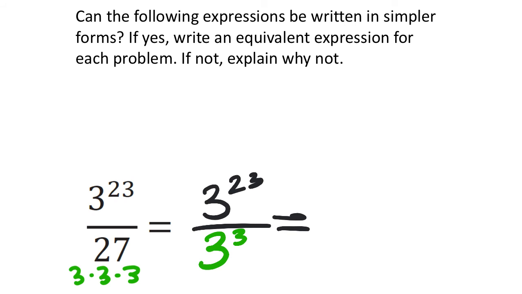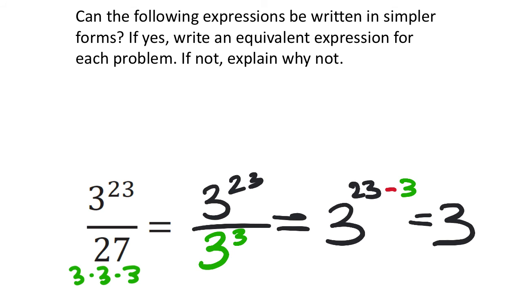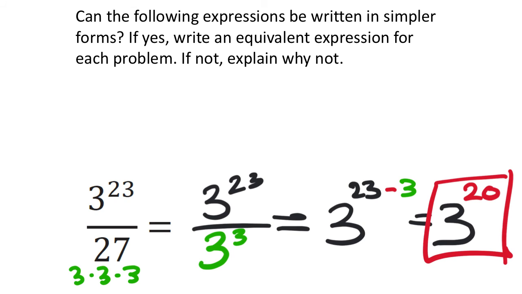So you end up with the same base of 3, but you take the two exponents, 23 for the numerator, 3 for the denominator, and just subtract those out. And we end up with the base 3, but 23 minus 3 is 20. And this would be the simplified answer that it's looking for. Again, you shouldn't see anything like this on the assignment, but it's possible you may see something like this in the future.